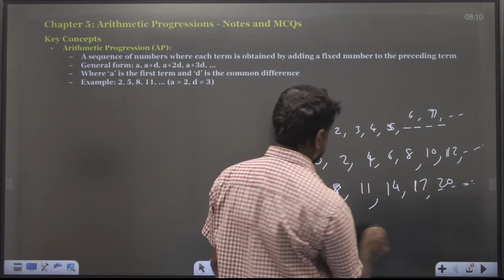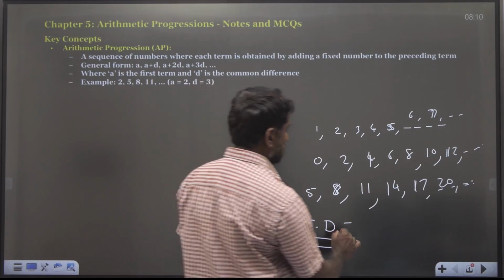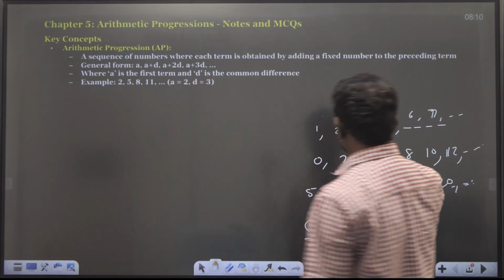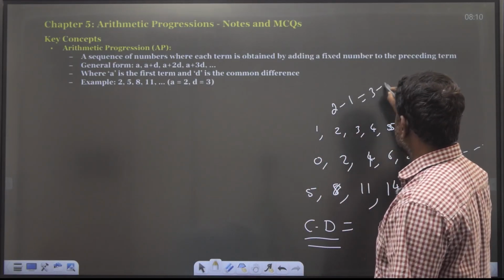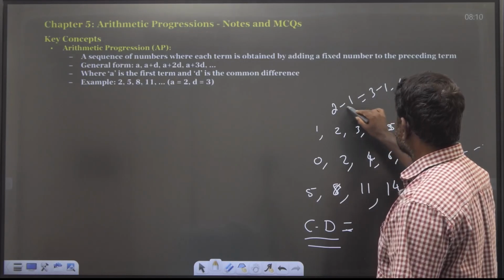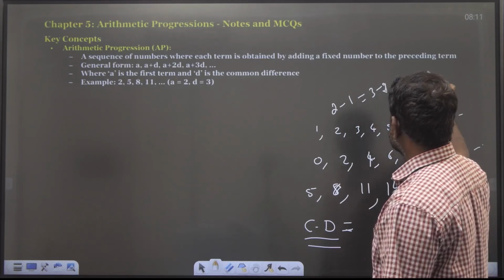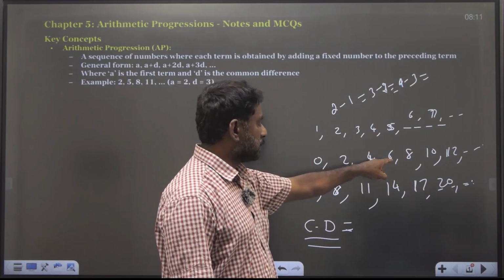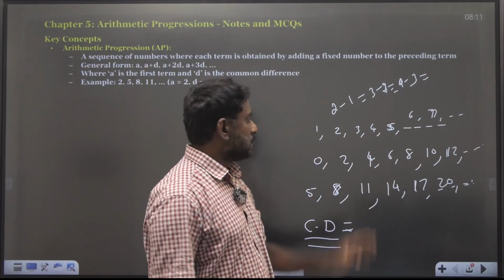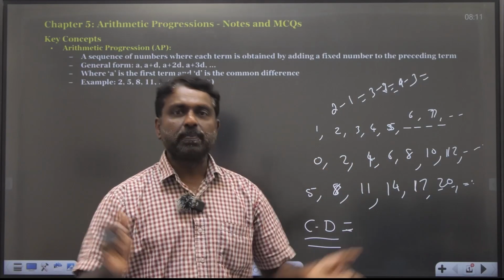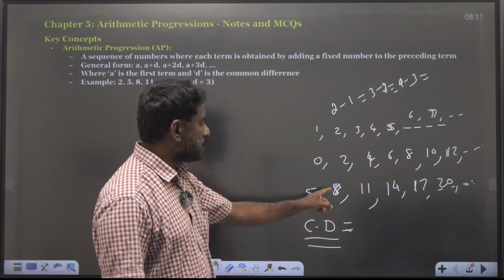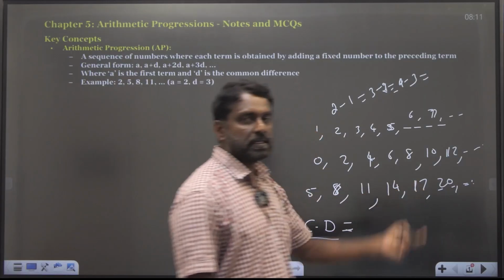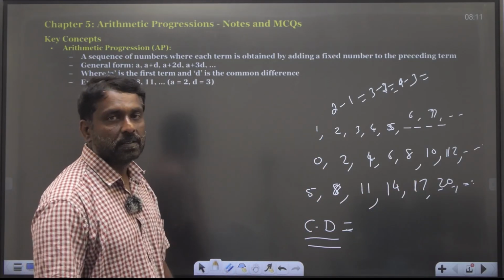There is a formula for finding the common difference: the succeeding term minus the just preceding term. Here it is 2 minus 1, or 3 minus 2, or 4 minus 3, all equal to 1. Here 2 minus 0, or 4 minus 2, or 6 minus 4, or 8 minus 6. The succeeding term minus the just preceding term is the common difference. Here it is 8 minus 5, 11 minus 8, 14 minus 11, 17 minus 14, and they are called the common difference.